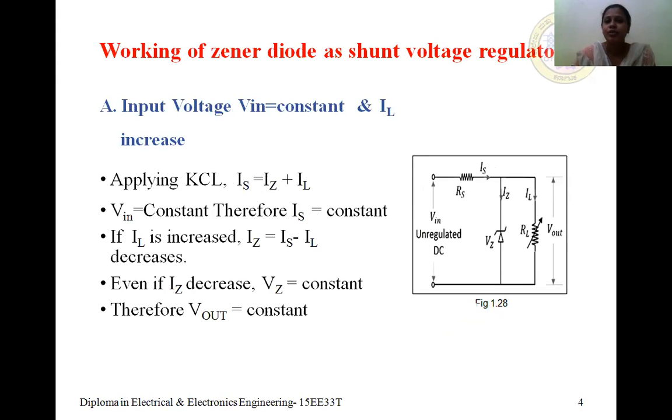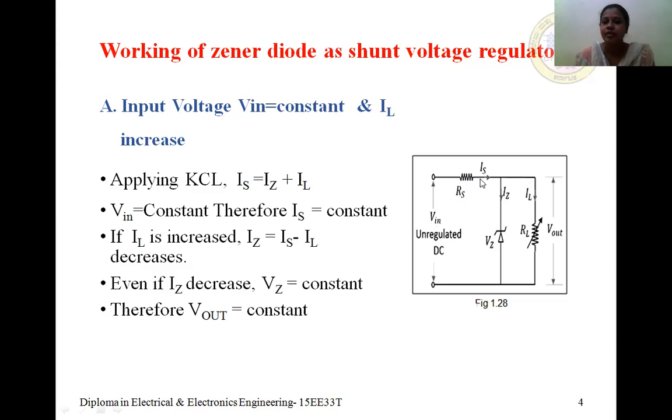Next, we're moving on to the working of Zener diode as a voltage regulator. So Zener diode as a voltage regulator, that too we are studying as a shunt voltage regulator. So the circuit diagram is shown here. In the circuit diagram, you can see the input voltage is Vin. This is an unregulated DC, and the resistance that is connected with the Zener diode is Rs.